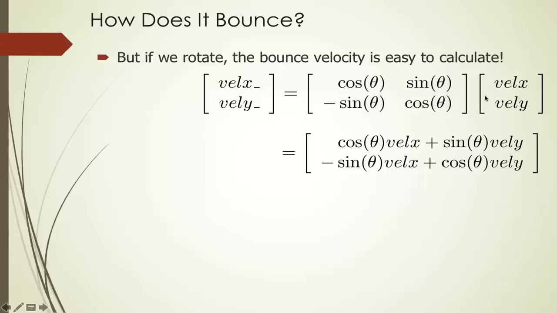So again, this is how you matrix multiply. You multiply vel x with cosine theta plus vel y with sine theta, and you do the same thing for this second row.